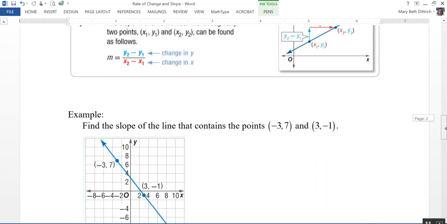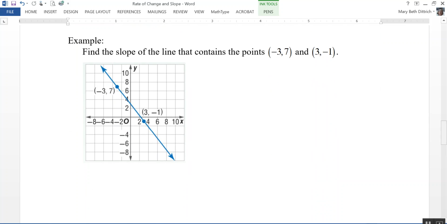Let's take a look at an example here. We need to find the slope of the line that contains the points -3, 7 and 3, -1. I chose one here that's actually on a graph so you can see what it looks like. I'm going to label my points to keep things clear. I'll label this one x1, y1, and this one x2, y2. Those 1s and 2s are little subscripts, written lower.